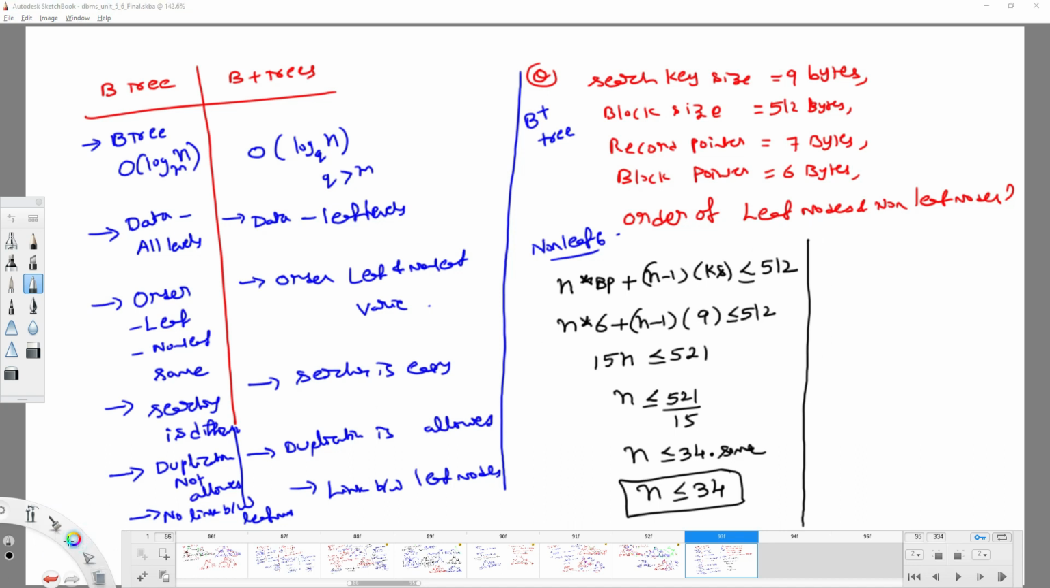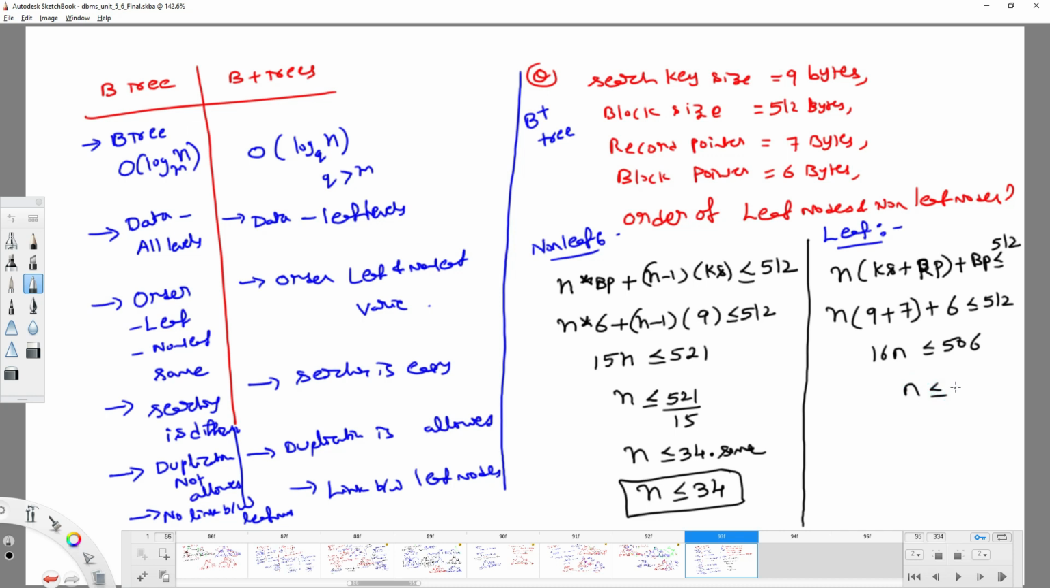What might be the order of the leaf node? In a leaf node, how many block pointers are there? Only one block pointer. How many search keys are there? If I say n is the order of the node, n search keys are there. Each key can have a record pointer, not a block pointer. So n times key size plus record pointer, plus one block pointer, should be less than or equal to 512 bytes. N value we don't know. N times key size, which is 9, plus record pointer 7, plus block pointer size 6, less than or equal to 512. 16n less than or equal to 506. N is going to be less than or equal to 31 point something. Good, right? So the value of n is going to be less than or equal to 31.